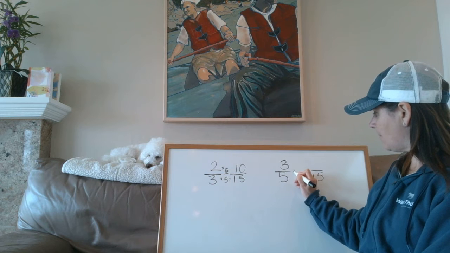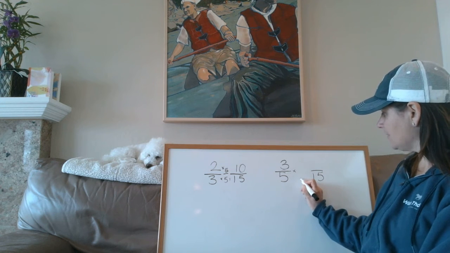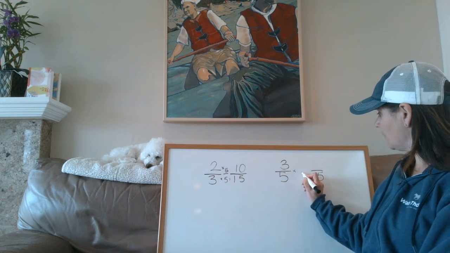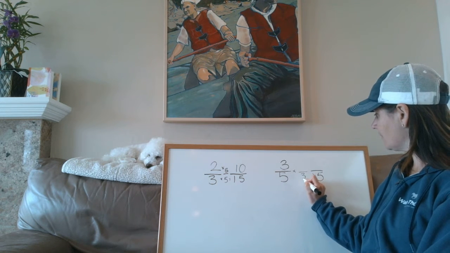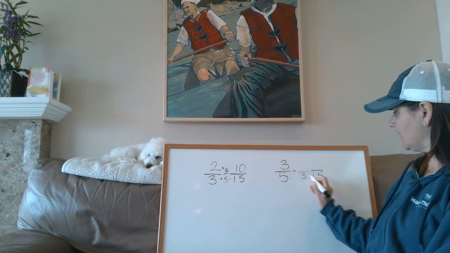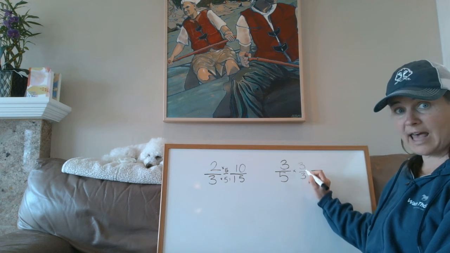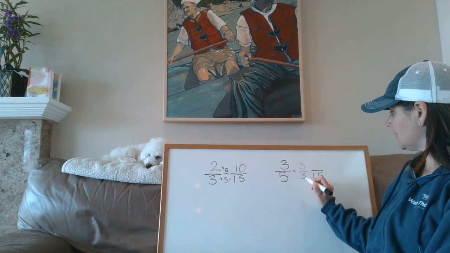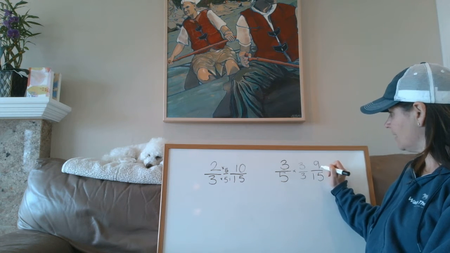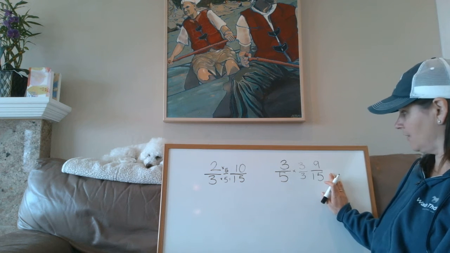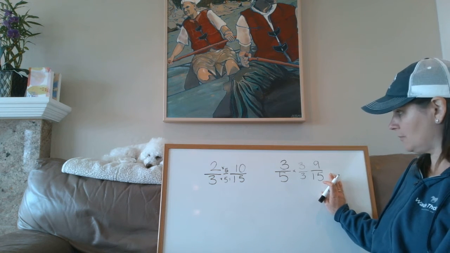Okay, now we're going to do the same thing over here where we have 3/5. So we know we need to multiply. We got 5 times what is 15? 5 times 3. So we're going to do times 3 here, gets you to 15. Now we have to do 3 times 3 because 3/3 is that whole. 3 times 3 is 9. So now we can compare 10/15 to 9/15, which is more.